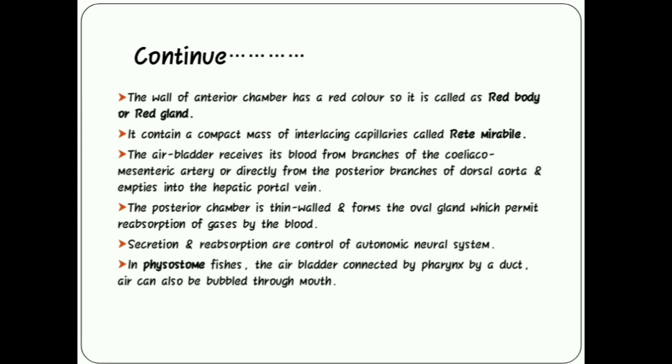In physostomous fishes, now we are discussing the physostomous air bladders. The air bladder is connected to the pharynx by a duct. Air can also be gulped through the mouth.